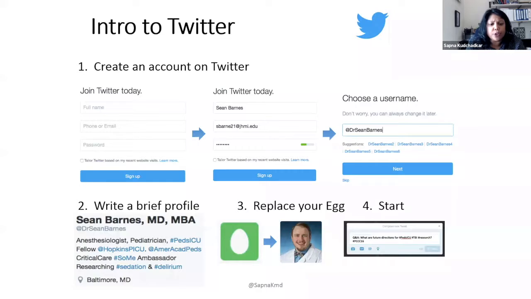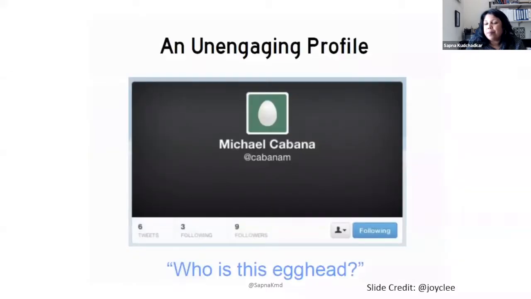So a brief intro to Twitter. I don't think I need to belabor how to open a Twitter profile or a Twitter account. What I do want to make sure I emphasize is do not let your profile look like this. This is a very unengaging profile. If you want people to follow you, you need to have information on your profile that is actually relevant to the people who are potentially going to follow you.